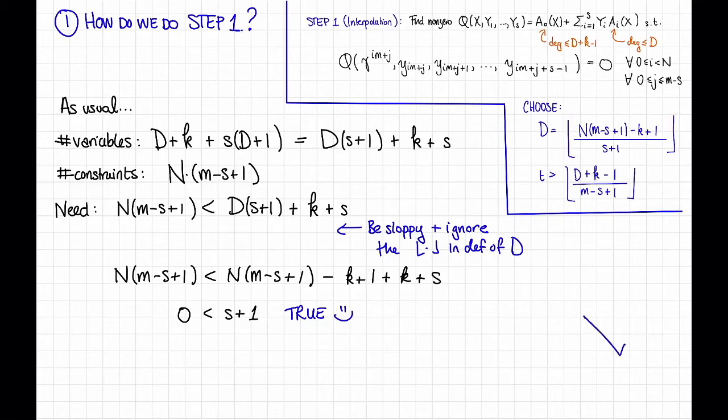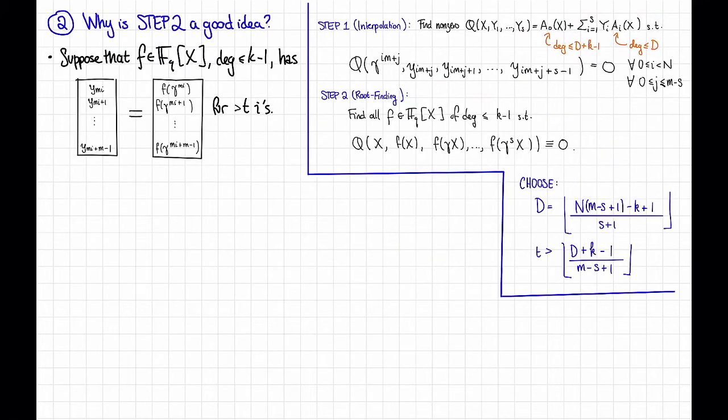Check. We can find such a polynomial Q that has this form and that satisfies all these constraints that we want. Let's move on to step 2. Why is step 2 a good idea? Here I've added step 2 to our little copy-pasted thing in the corner, along with step 1 and our choice of d and t. So let's suppose that f is a polynomial of degree at most k minus 1 that agrees with the received word y in strictly greater than t places. That is, this little vector that is the ith symbol of y agrees with the little vector that is the ith symbol of the folded Reed-Solomon codeword corresponding to f for strictly greater than t values of i, where t is this parameter here.